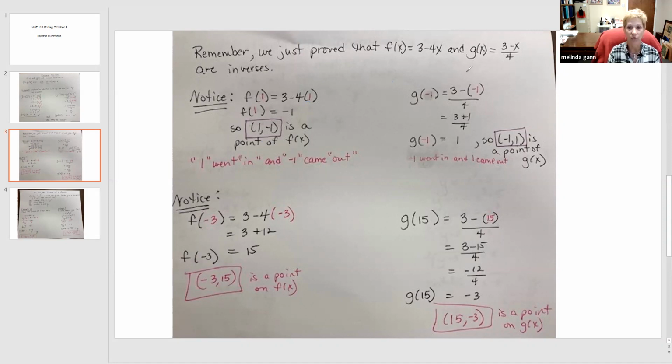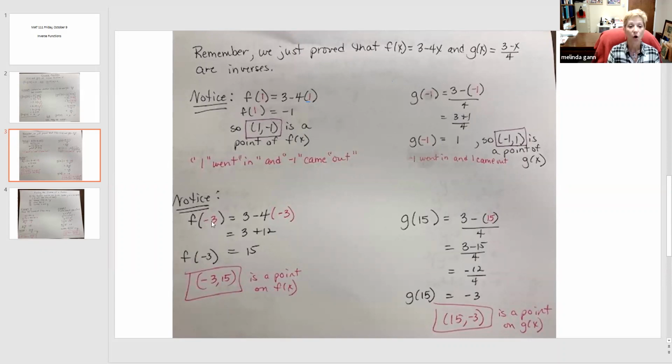If you put a -1 in for your g, so right there I'm going to put -1. So 3 minus a -1. Now what's minus a negative? Isn't that plus? And 3 plus 1 is 4, and 4 divided by 4 is 1. So sure enough, -1 went in and 1 came out. So look at the points. 1, -1 is a point on this one, and then flip it, -1, 1 is a point on that one, and that's always going to happen with inverses. What comes in here and goes out there, the reverse is going to happen over here.